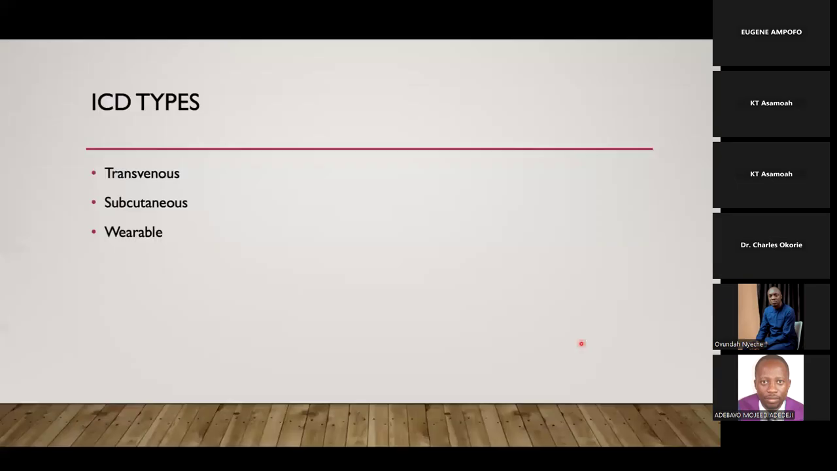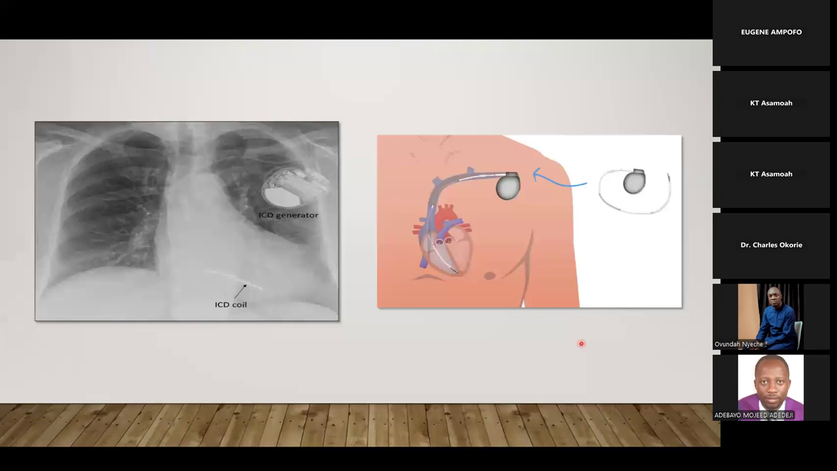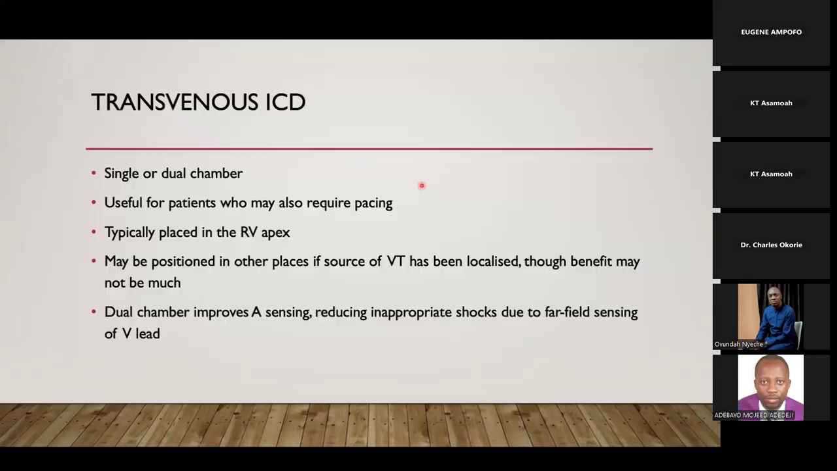delivery of shocks. So there are three types of ICDs. You have the transvenous, subcutaneous, and then the wearable ICD. This is what I'm sure most of us are very familiar with. This is the transvenous ICD. So you see the ICD lodged in the subcutaneous pocket over here, and then you have the lead coming in. So this is a single chamber ICD. You can see the shocking coil over here in the right ventricle. And so here you have the same thing being shown here.